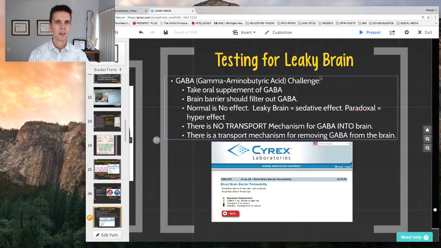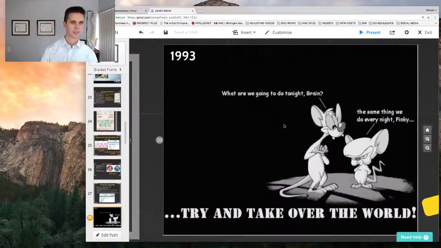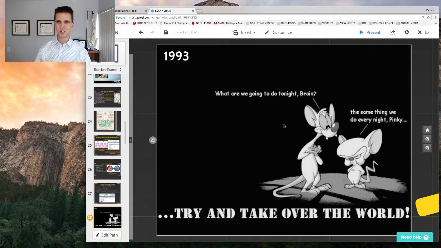The normal response, if your blood-brain barrier is intact, is no effect. So if you have a sedative effect, you have leaky brain. If you have a paradoxical hyper effect, you have leaky brain. If you have no response, then your blood-brain barrier is intact. That's normal. Congratulations. But here's the thing, we can actually test for this as well. For those of you that know Pinky and the Brain, here's our little comic relief.